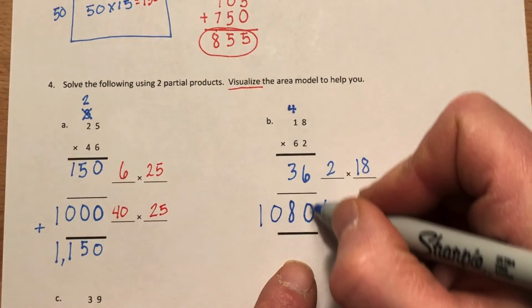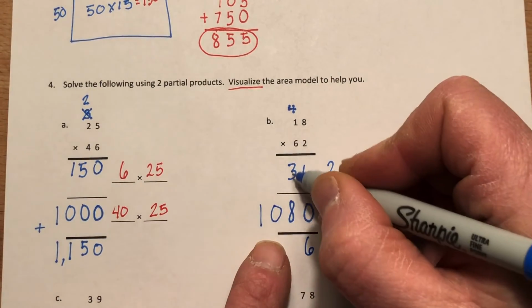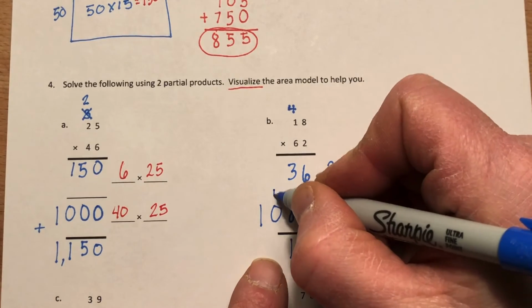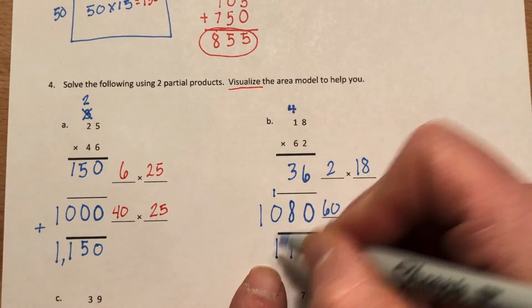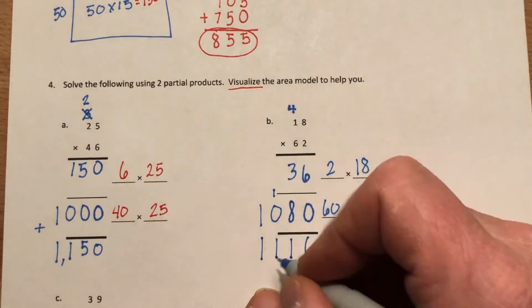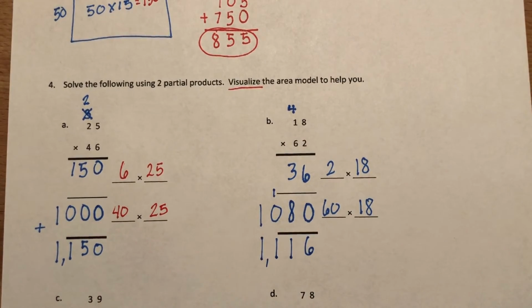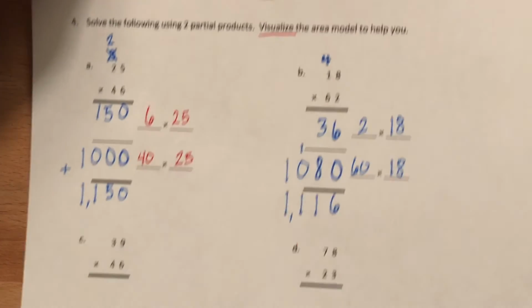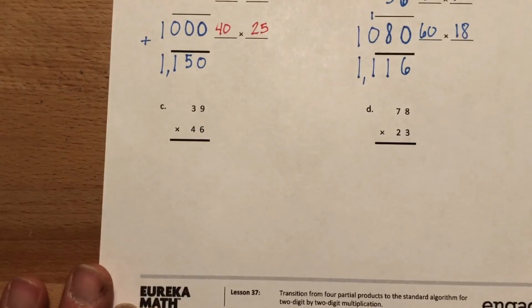I add it up. 6 plus 0 is 6. 3 plus 8 is 11. Carry the 1. 1 plus nothing is 1. 1,116. Good. We're getting there, kids. Doing a good job. Now, check this out.